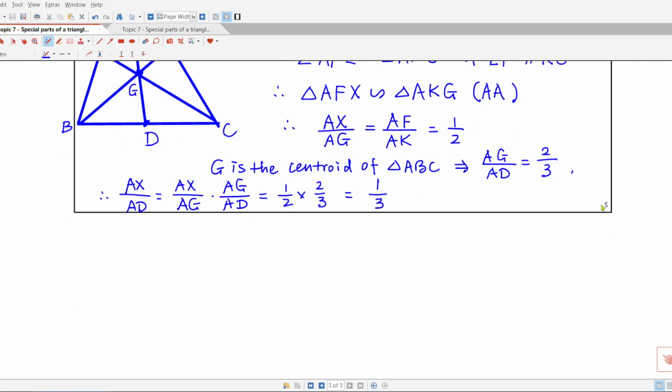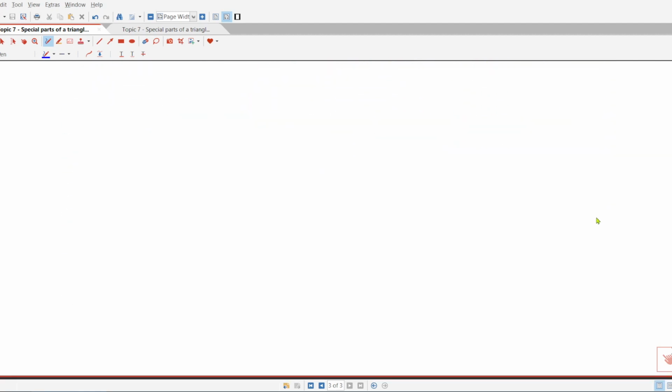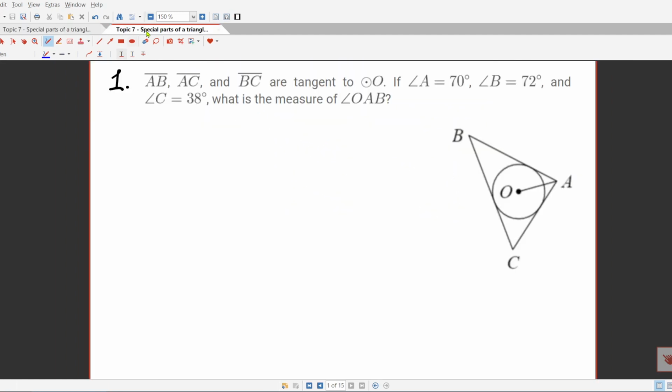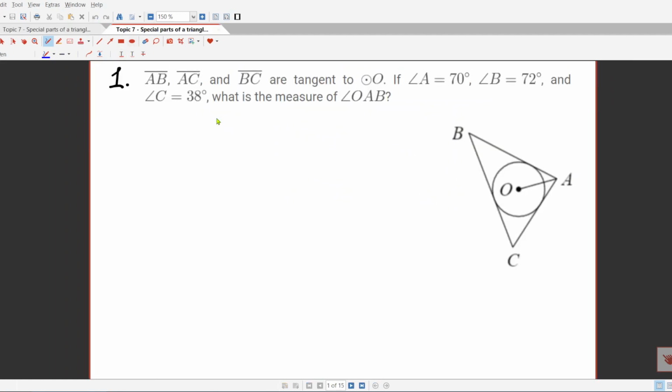No? Alright, then that completes challenging questions after the lecture slides. Next, let's have a look at your homework. Okay, question 1. AB, AC and BC are tangent to the circle O. Angle A is 70 degrees, angle B is 72 degrees and angle C is 38 degrees. And what is the measure of OAB?